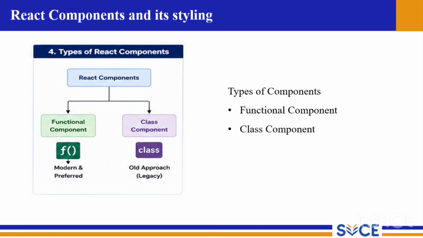So React supports two different types of components. The first is the functional component. The second is the class component. Earlier versions of React mainly used class components. However, modern React applications are developed using functional components because they are simpler and they support hooks.